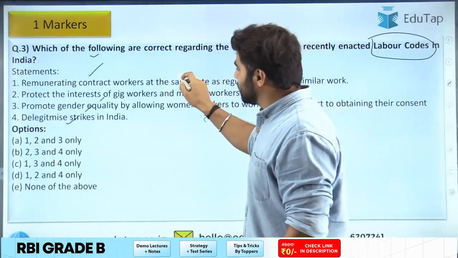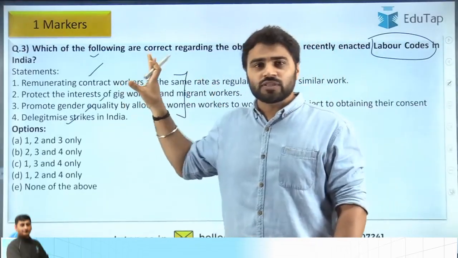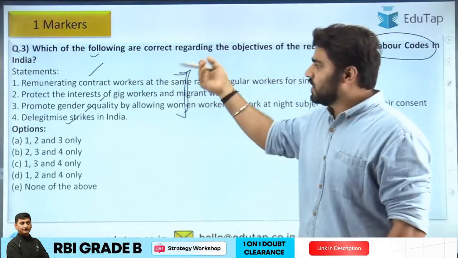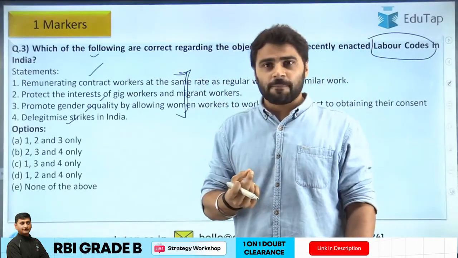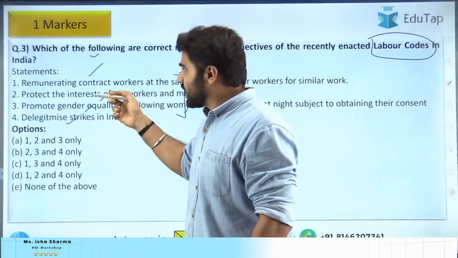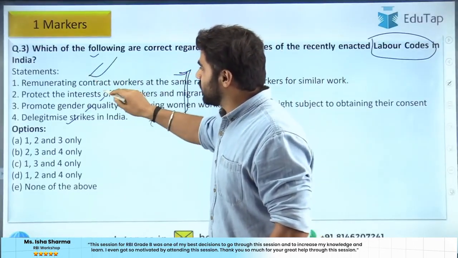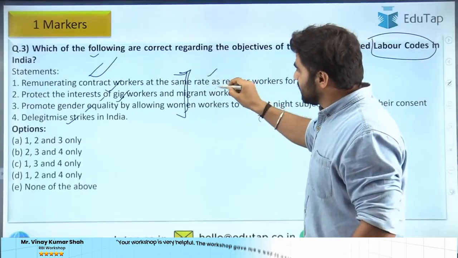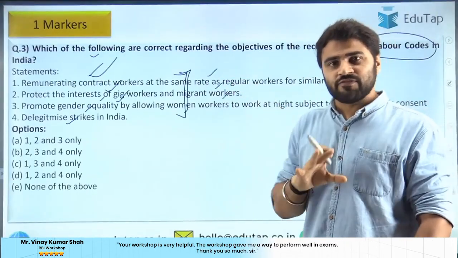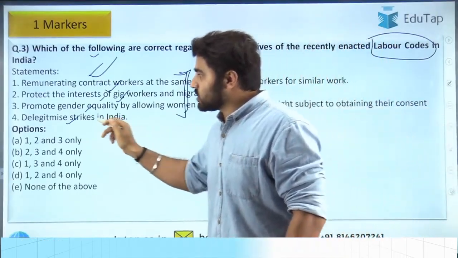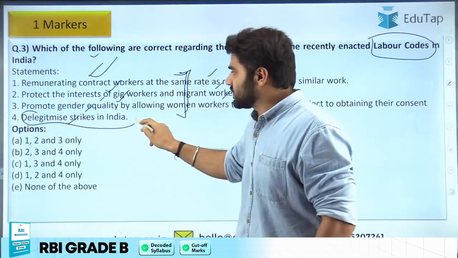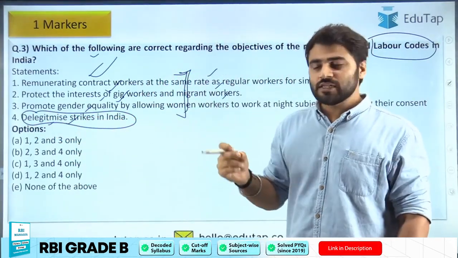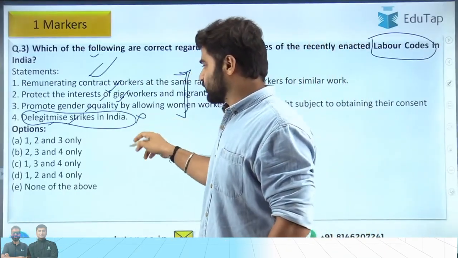Guys, I believe that you might have no idea about all these statements, right? But this is an easily solvable question if you can eliminate the wrong option, right? So what is the wrong option? Guys, if you read statements number 1, 2 and 3, these are very generic statements which are correct, right? But if you read option number 4, that is delegitimize strikes in India, can it be a purpose for labor codes? No. So you can easily eliminate option number 4, right?